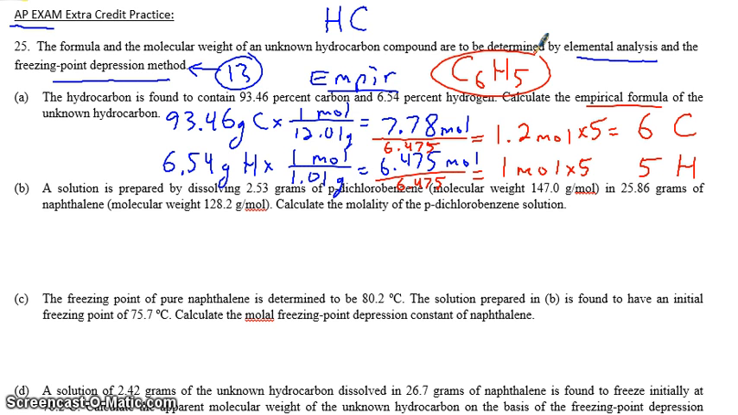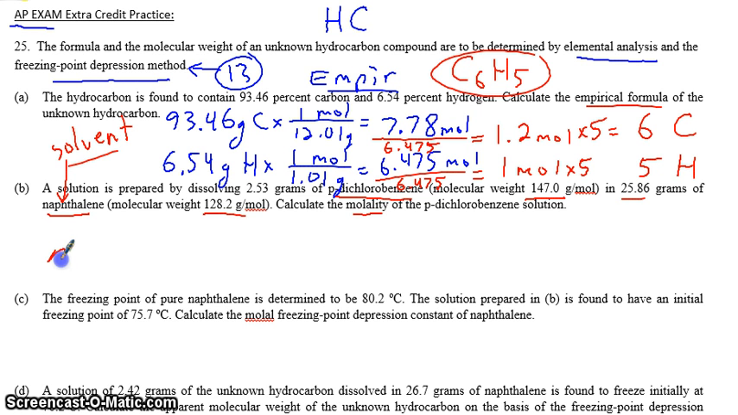Next, we're going to get into the Chapter 13 material. A solution is prepared by dissolving 2.53 grams of p-dichlorobenzene. They give you the molecular mass in 25.86 grams of naphthalene. They also give you the molecular mass here. Now naphthalene will be our solvent. That's what we are dissolving in. And p-dichlorobenzene will be our solute. So what they want us to find is the molality of the solution.